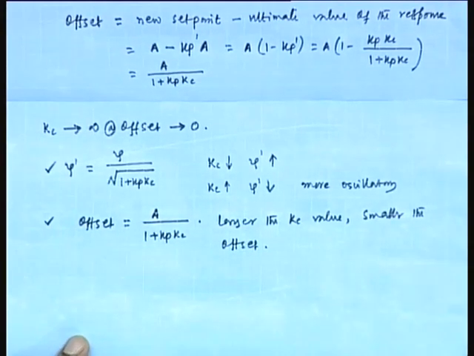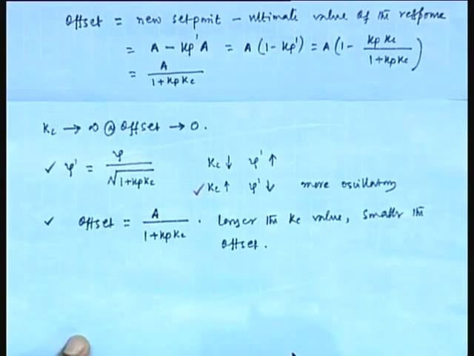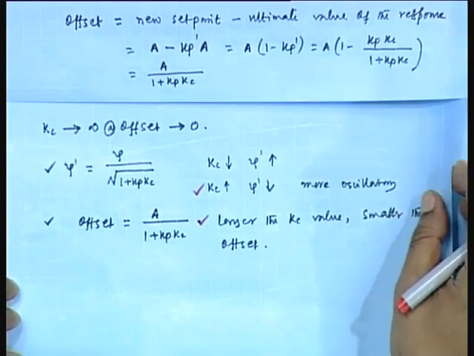Fine. Now, considering these 2 points, with the increase of Kc, the overall response becomes more oscillatory, and another point is, the larger the Kc, the smaller the offset. We will try to produce the plot, I mean the closed loop response, keeping in mind these 2 points.